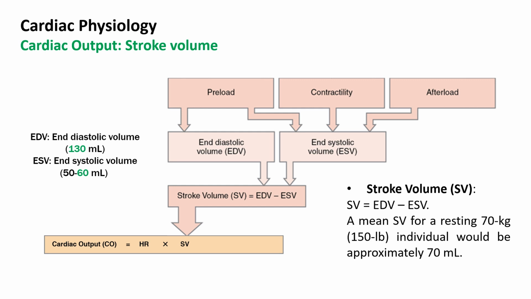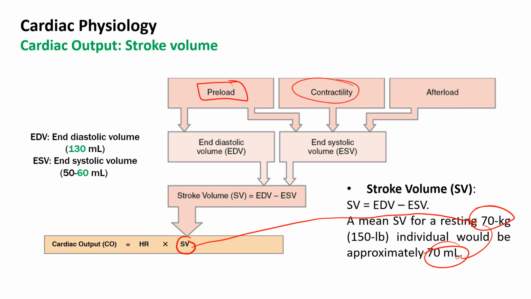Don't worry about all of this. This is more detail about the stroke volume. Again, we said that an average person that weighs 70 kg will have a stroke volume of 70 mL. That's to keep it simple. Now, if you want to go more in depth, preload is basically the amount of blood that is delivered into the ventricles during diastole.